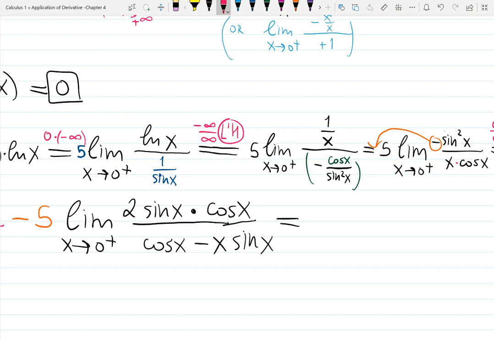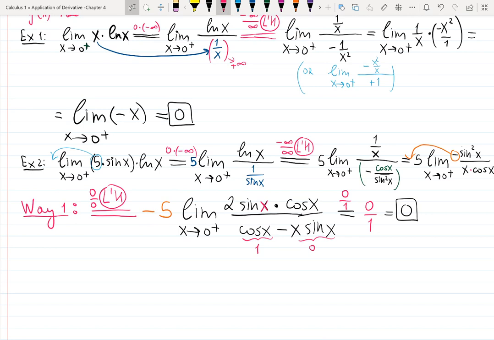Let's check. When I plug 0 at the top, cosine of 0 is 1, but sine of 0 is 0. So I have 0 at the top. When I plug 0 at the bottom, this whole piece is 0, because sine of 0 is 0, and x at 0 is 0. But this whole thing likely is not 0, or else we will have to struggle more. Cosine of 0 is 1, so after all, I'm working with a 0 over 1 case. What is 0 over 1? Well, it is 0. And this is the answer.